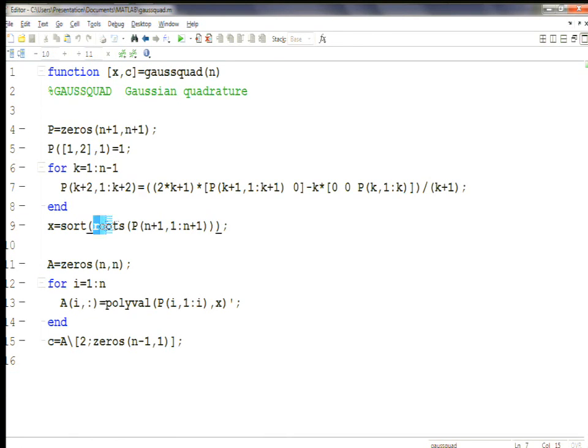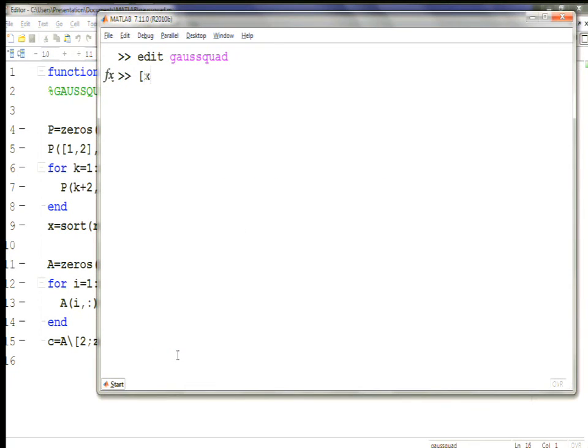I think I showed you before the command roots. It finds the roots of a polynomial. I'm sorting them just because I want to, because roots doesn't give them sorted. And then I have a different technique that I can show you later, but because I don't want to do that messy formula for the c's, I don't want to compute those integrals. So I'm actually doing the thing I mentioned before of solving a linear system. And we can see where that comes from. But let me run the function.